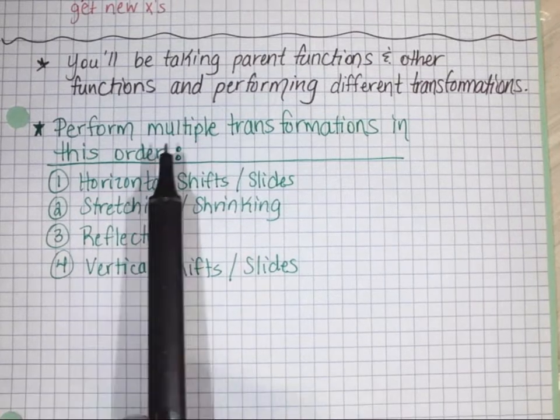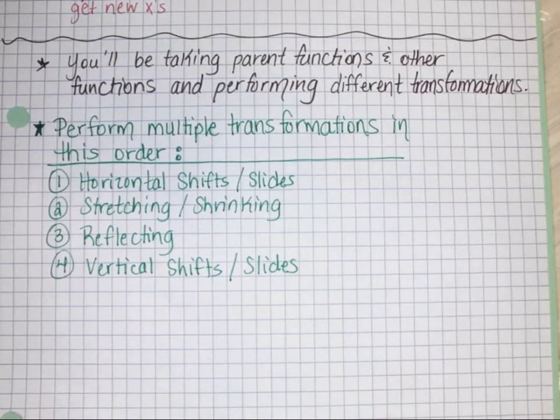Okay, you'll be taking parent functions and other functions and performing different transformations on them. And this is what order you have to apply the transformations in. First, you do a horizontal shift or slide, so we add or subtract from our x values. Second, we do any vertical stretching or shrinking, as well as any horizontal stretching or shrinking. So we multiply or divide x's or y's by that c value.